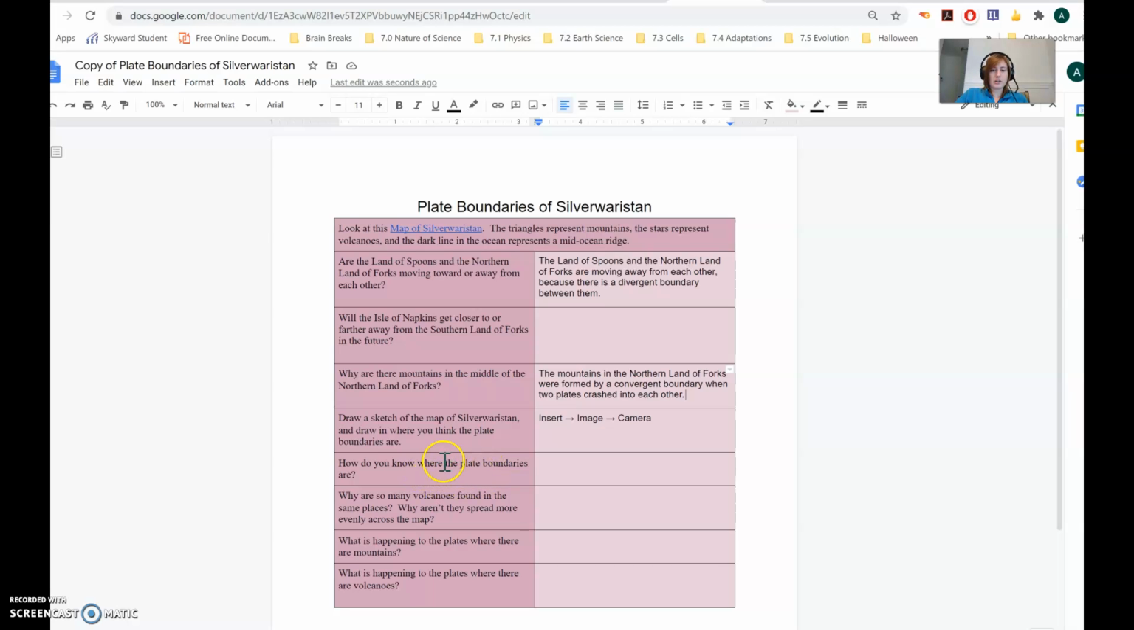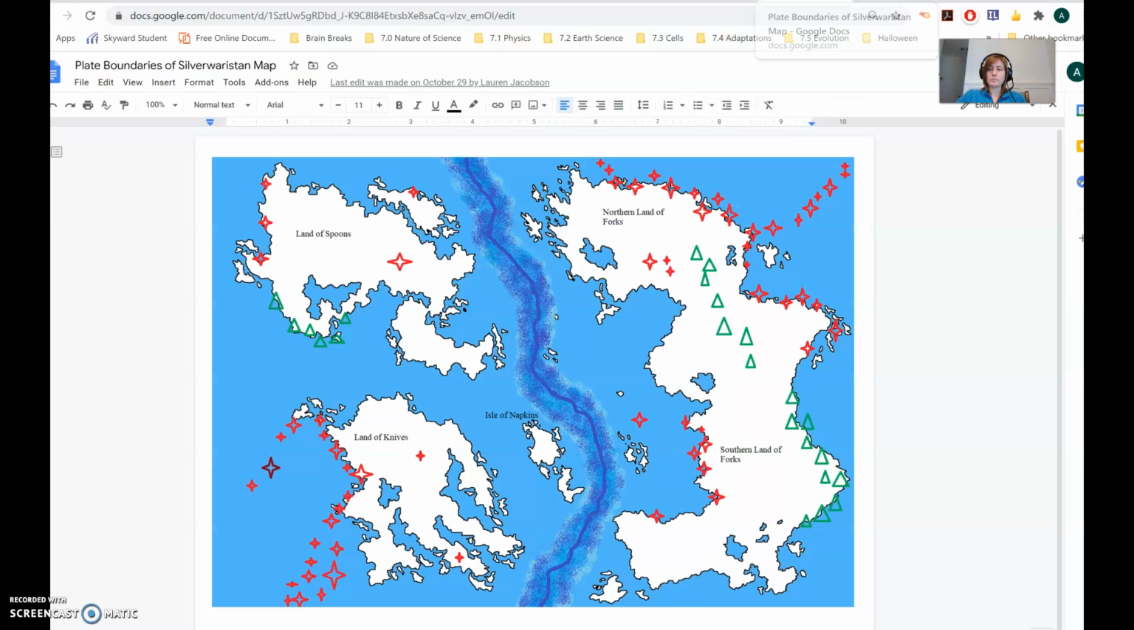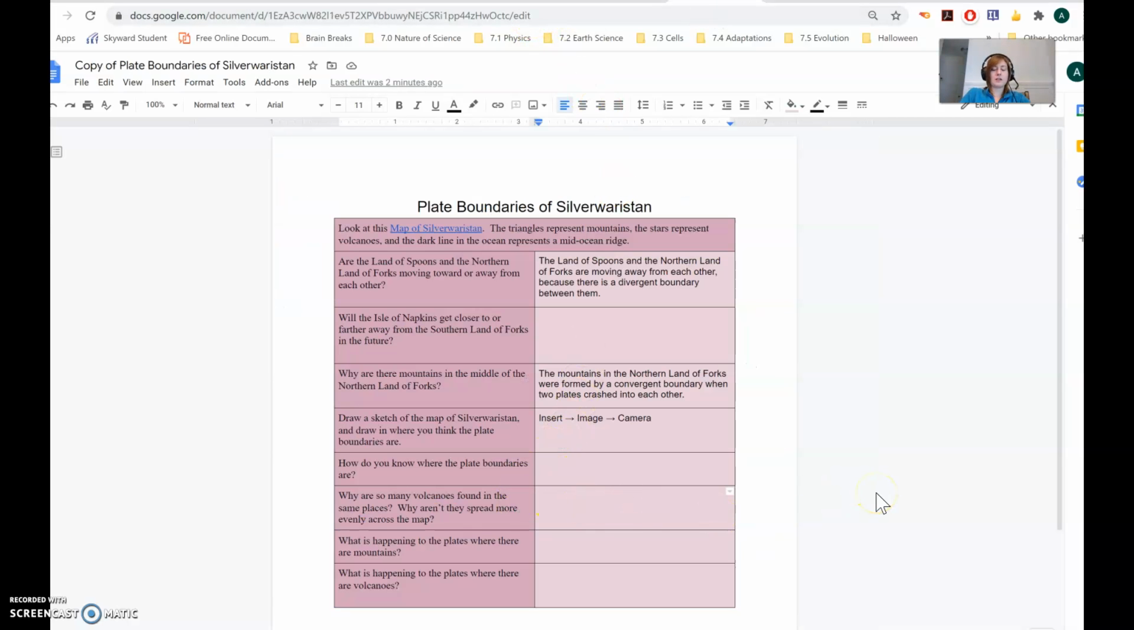I'll let you do the next one on your own. I think you know that one. Why are so many volcanoes found in the same places? Why aren't they spread more evenly across the map? Well, we know that volcanoes, these red stars, are formed at a subduction zone where two plates are crashing into each other. One sinks underneath the other one because it's more dense. It melts down there, and then the hot magma rises and forms a volcano. Now, there are not subduction zones all over this map, so there are not volcanoes all over the map either, because the volcanoes are only occurring where the subduction zones are. So I'm going to go ahead and type that right now.